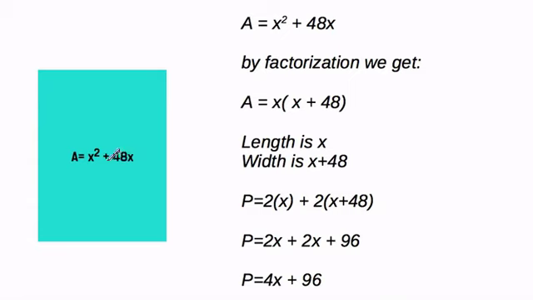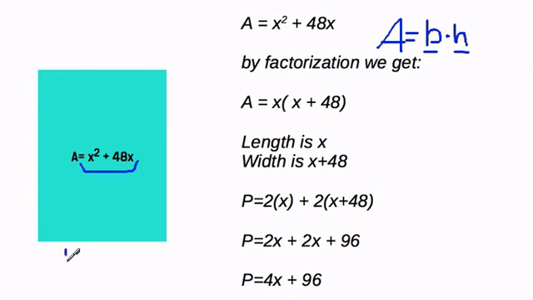Here's another one. Oh, this looks pretty complicated. x squared plus 48x. What do we do? Okay, this is telling us that we have this as the area. It says right there, A equals x squared plus 48x. So then we have to find the base and the height, because the area of a rectangle is base times height. We need to know the base and the height to get the perimeter.